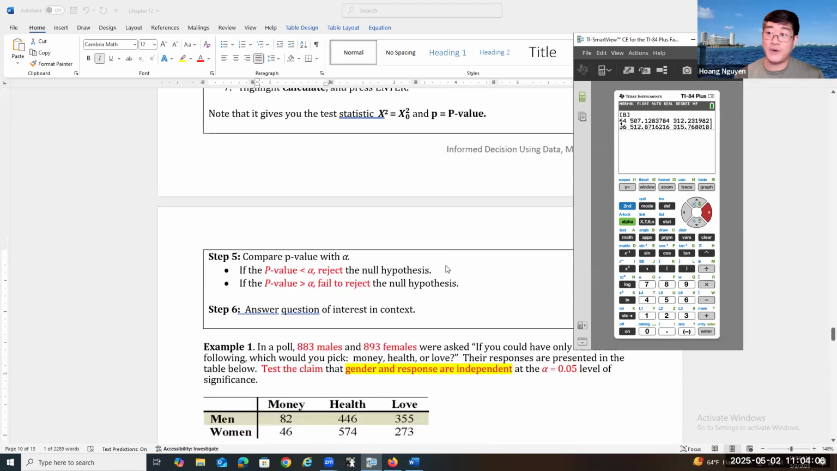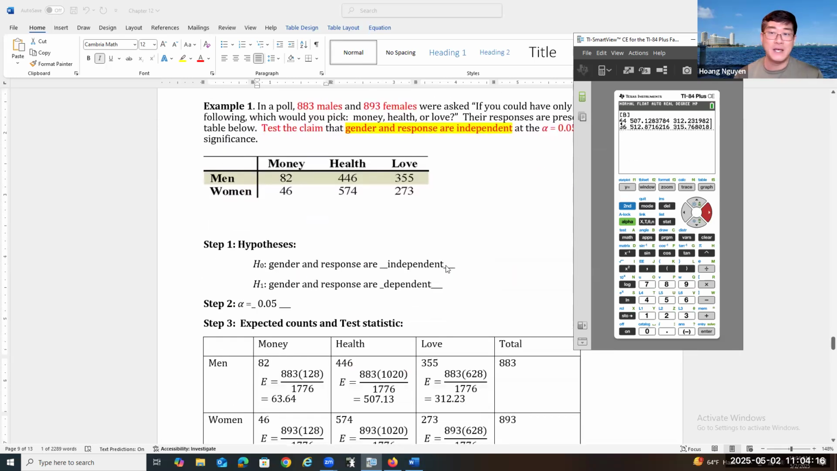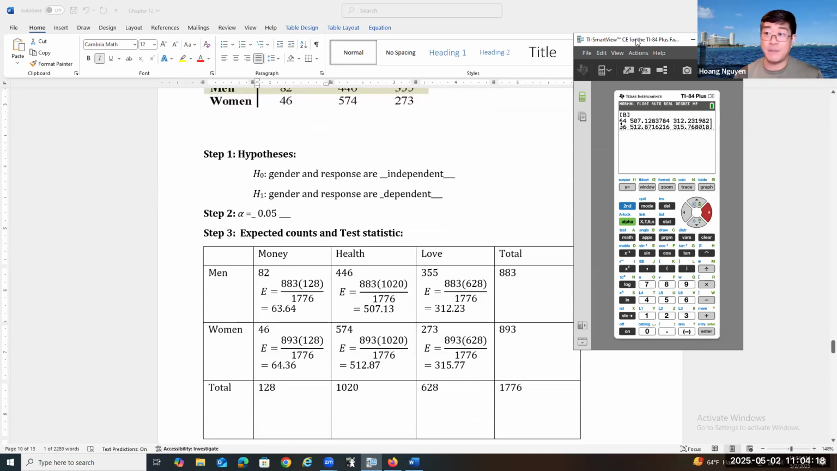So that's going to be the test for independence. Once again, we use this test to determine if the row variable and the column variable are independent. So this is the chi-square test for independence.